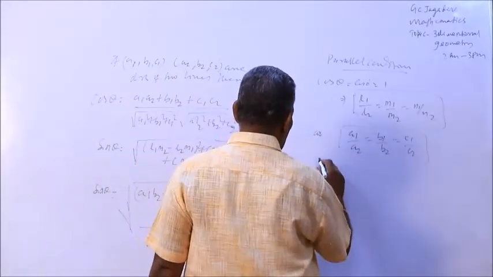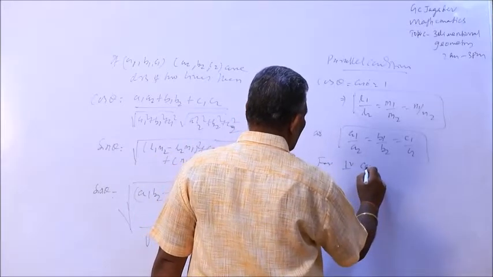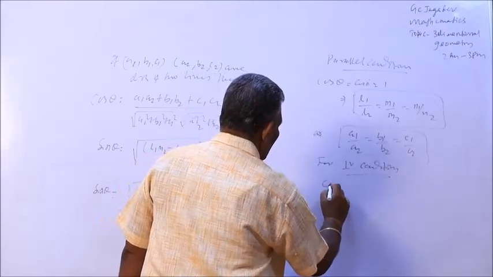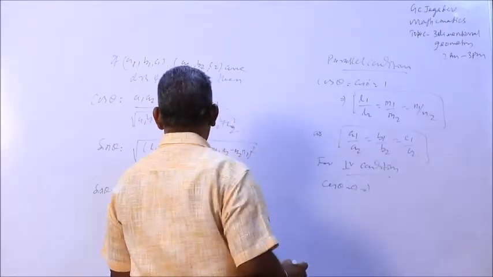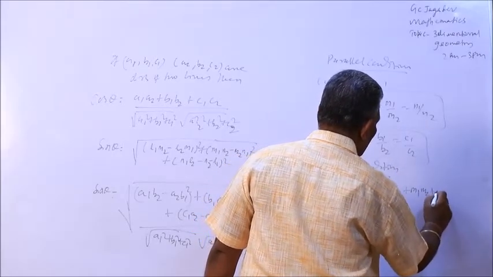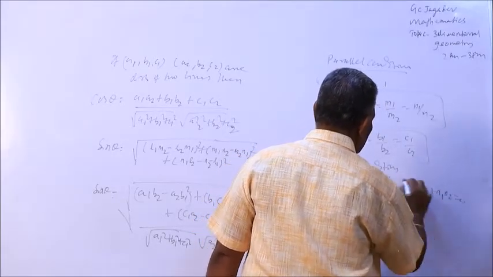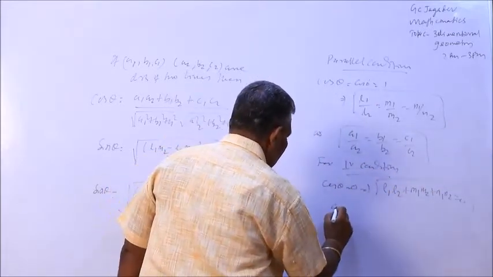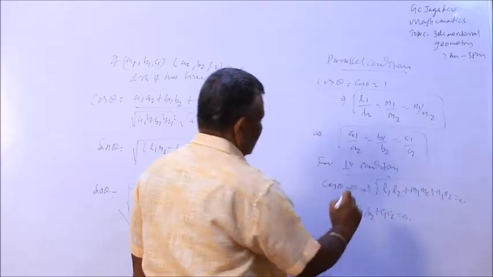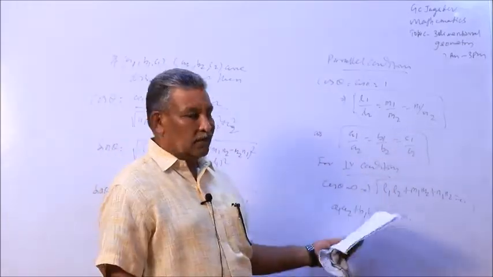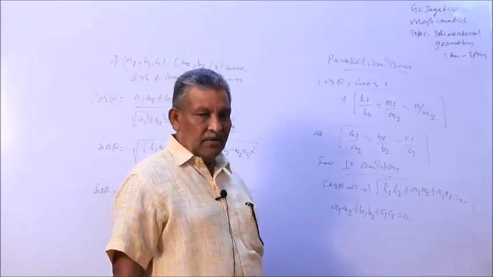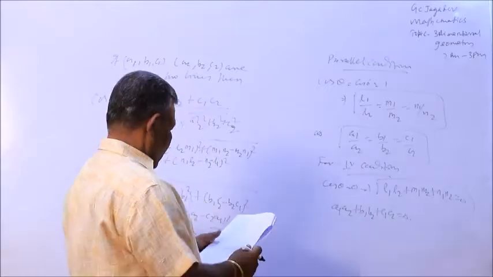For perpendicular condition, cos theta equals 0, that implies L1 L2 plus M1 M2 plus N1 N2 equals 0, if DCS are given like this, or A1 A2 plus B1 B2 plus C1 C2 equals 0. This is your perpendicular condition. According to whether your DCS are given or DRS are given, you can use the formula for perpendicular condition.